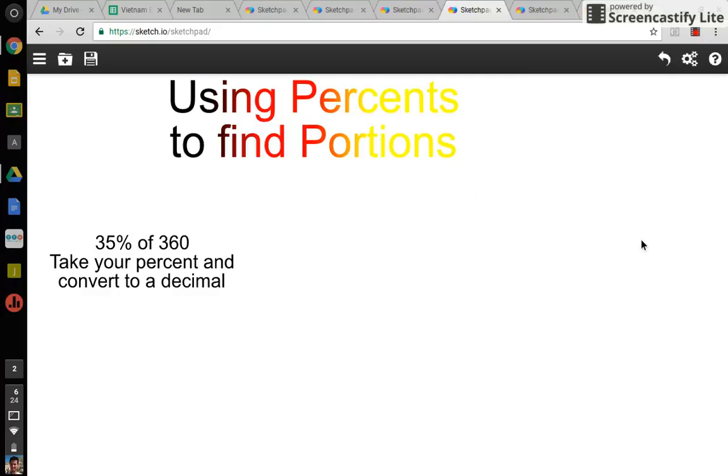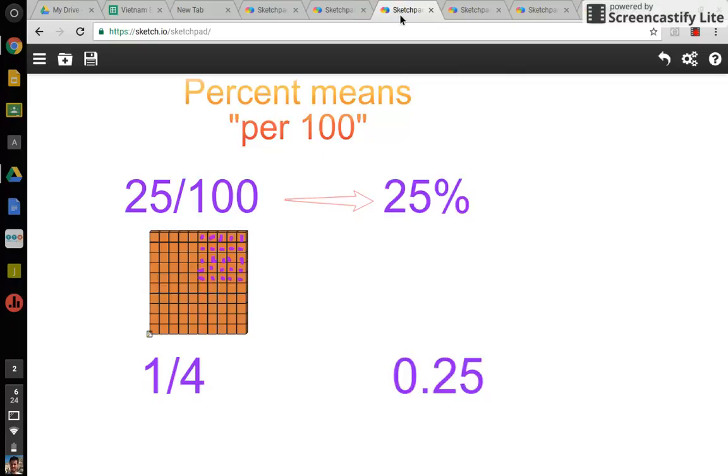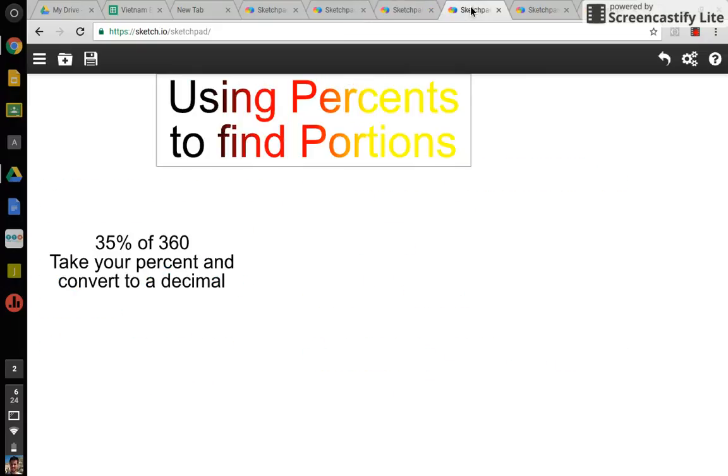So here's the strategy for using percents to find a portion. And again, a portion just means a part of a whole. So we're going to talk about how you can use that to find parts of a whole. Our first question is 35% of 360. So 360 is our whole. How do we find 35% of 360?